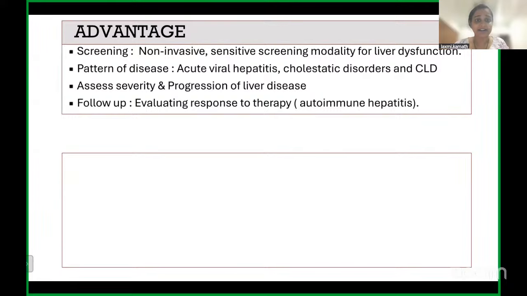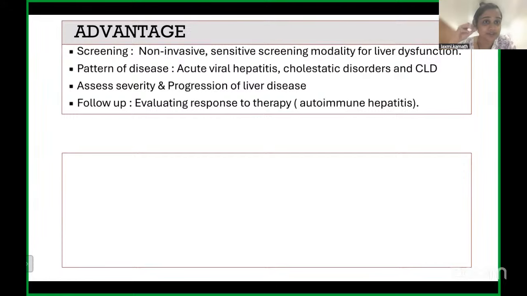So what is the advantage? The biggest advantage is it is a screening thing. So it's a non-invasive, sensitive screening modality for liver dysfunction. So there are different patterns of disease that can be picked up in one LFT report. You can tell whether it is a hepatitis, that means whether the liver cells are affected. You can tell whether it is cholestasis, that means the biliary tract system is the problem. Or you can always tell whether it is a CLD, that is chronic liver disease.